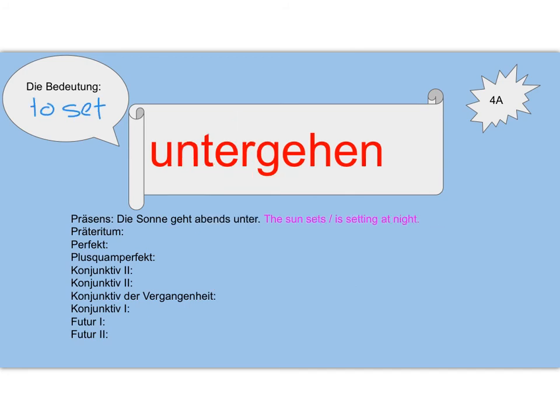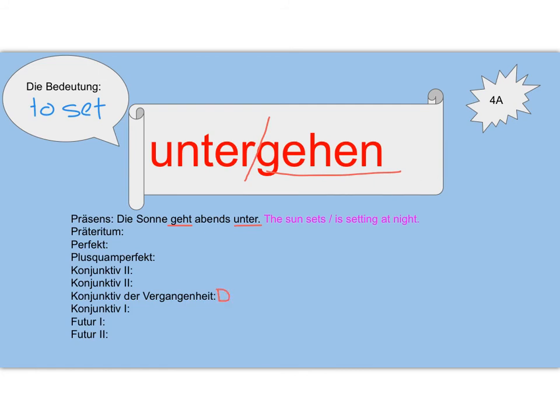The next verb that we have in Unit 4a is much like aufgehen, it's untergehen. And untergehen means to set. It's still using gehen as the root verb, so it's going to be very much like aufgehen. And it is separable, which is why in our present tense sentence, we have geht and unter separated. Die Sonne geht abends unter. The sun sets or is setting at night.